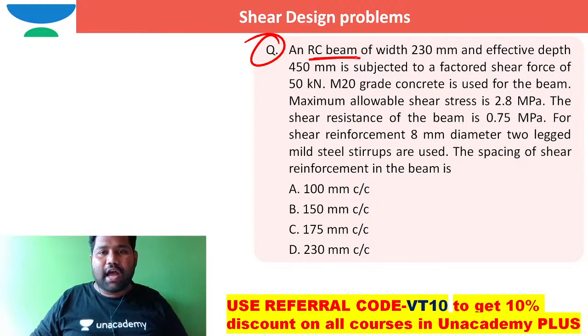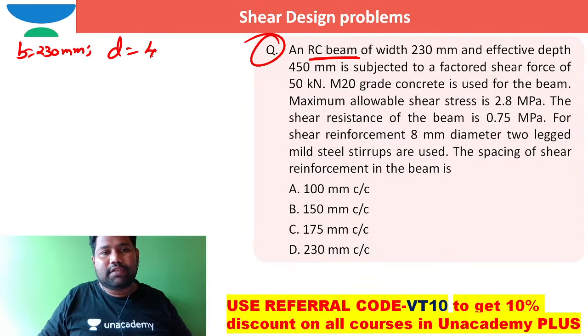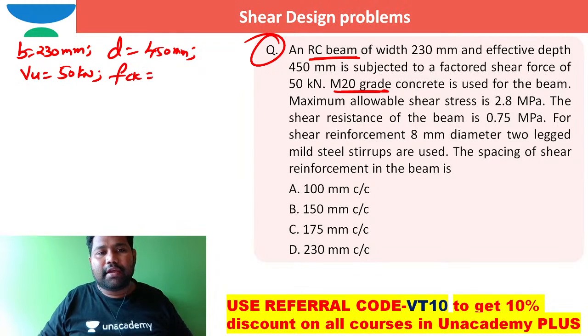A reinforced RC beam of width 250 millimeter, effective depth... So this B is 230 millimeter and the effective depth, which is small d, is 450 millimeter, is subjected to a factored shear force, which we call VU, of 50 kilonewton, and M20 grade concrete is used for the beam. So FCK is 20 megapascal, Newton per millimeter square.